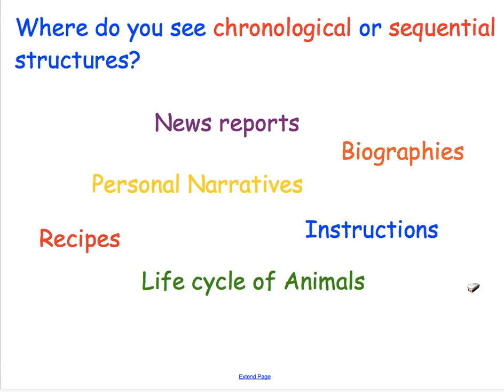Lots of times when you read a book about animals, they'll concentrate on the life cycle of an animal, especially an animal such as the butterfly that has lots of different things that happen in its life, or a frog, which goes through different changes and has different cycles in its life. So that's also sequential, what happens first, second, and last.